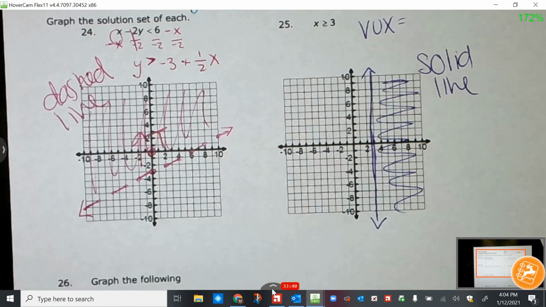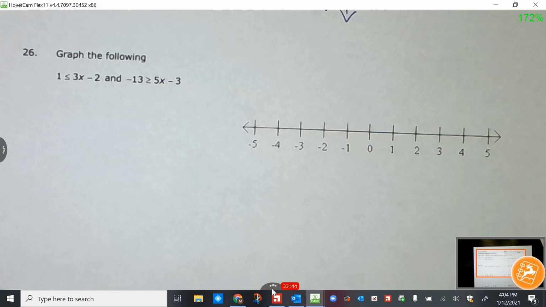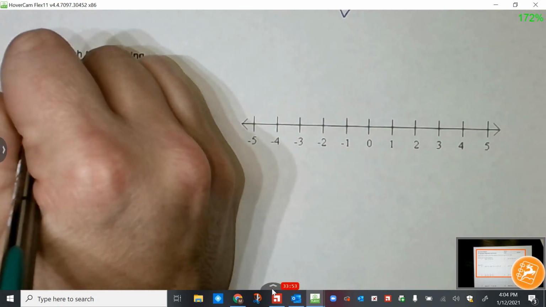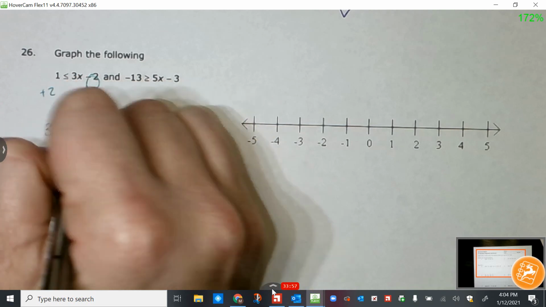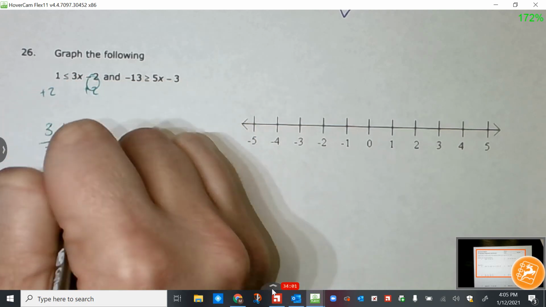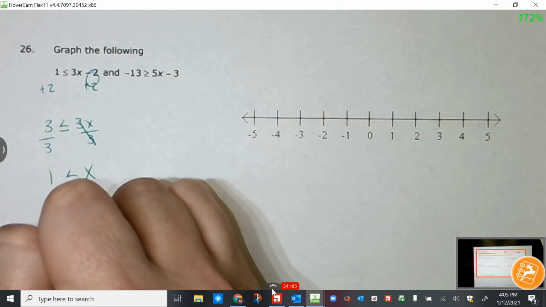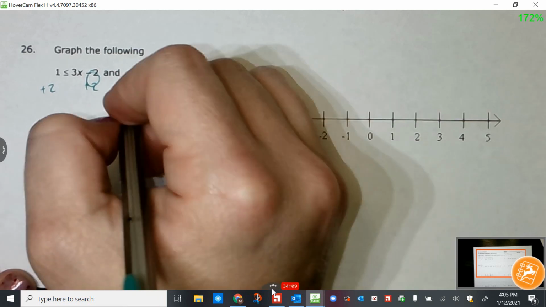So, last but not least, graph the following. Okay, so here we have to solve for x, so add 2, and we get 3 is less than or equal to 3x, divide by 3, divide by 3. 1 is less than or equal to x. Now remember, if you want to flip it, the symbol still has to be eating the x and pointing at the 1. So these are equal, okay?